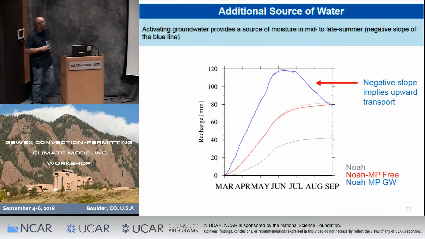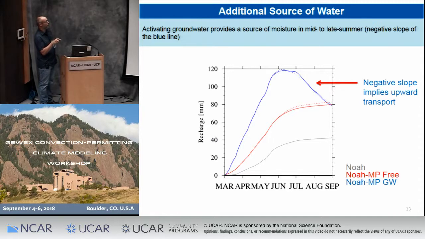So what does that look like from a recharge perspective? Positive numbers here are when the water is going from the soil above down to the aquifer. This is the free drainage model, in a region averaged over the central part of the US, and you always have a positive loss term from the NOAA-MP model with the free drainage lower boundary condition. But in the blue line you get a loss until about July, and then the slope of the line turns negative, which means the water is actually going from the aquifer below up into the active soil layers.